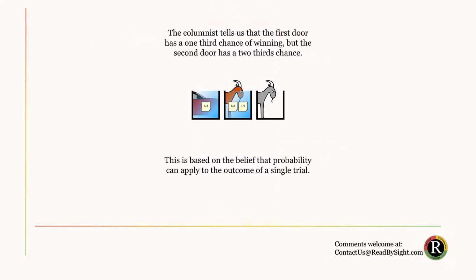Now, here's her first example. The columnist tells us that the first door has a 1/3 chance of winning, but the second door has a 2/3 chance. And this is depicted commonly in the literature. This exact example is given in the Wikipedia account of Monty Hall. So one door is opened, and we take the post-it note of 1/3 from that door, and we put it onto the door that wasn't chosen. This is assuming that the first door was picked, which has the car.